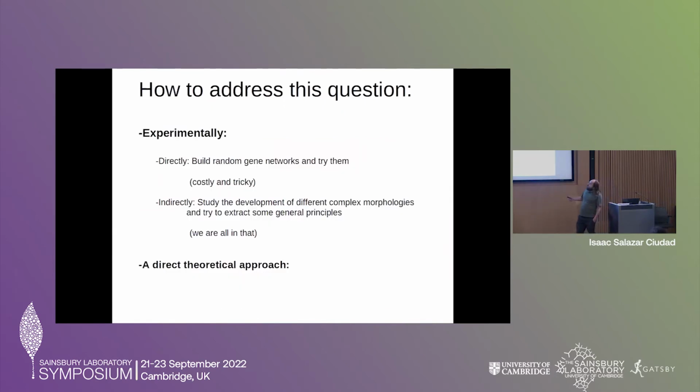Experimentally, we could do some synthetic biology and construct all kinds of gene networks and try to see what they produce in development. But that would be quite costly and tricky. We can also have an indirect approach where we try to study as many examples as possible of development. That's what we all do to some extent. We study tooth development or leaf development or whatever. And from that, we try to extract some general principles about how phenotypes are constructed.